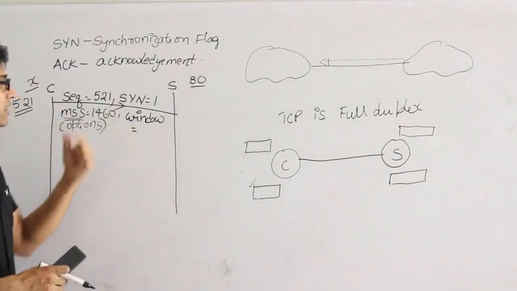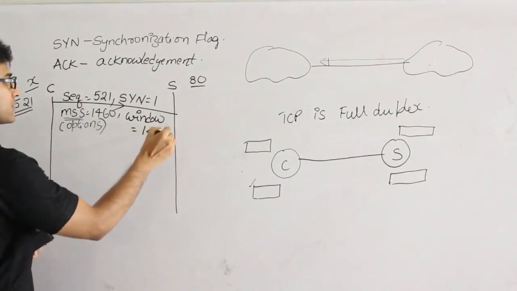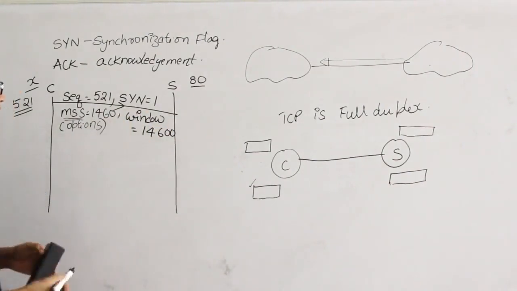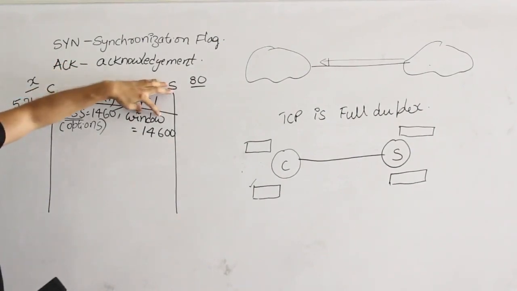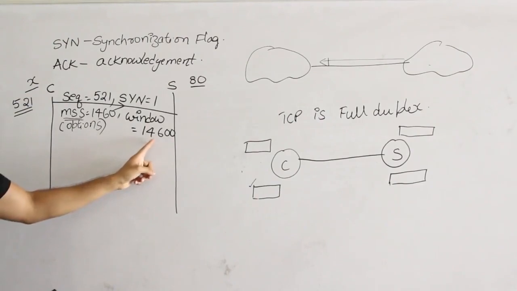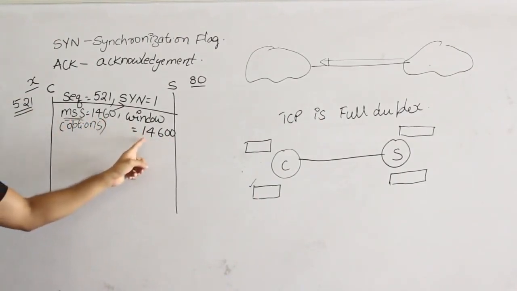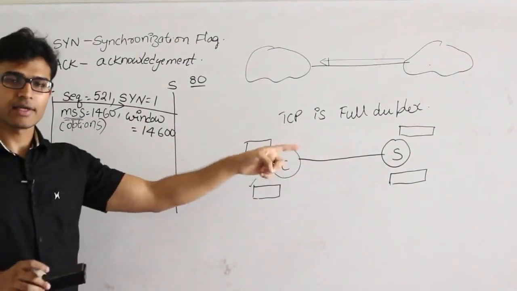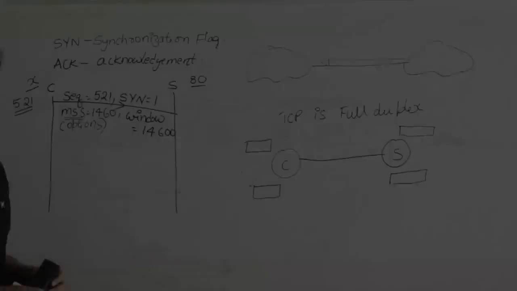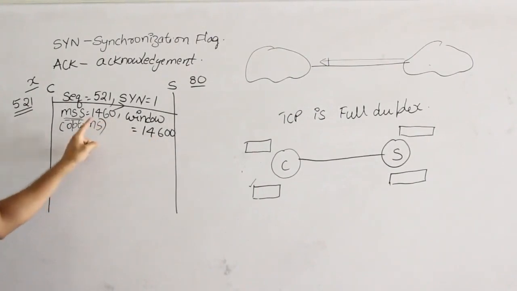In that window size, let us assume that window size is 14600. So what does it mean? The client is saying that I have a window, which means a buffer which can hold 14,600 bytes. Every MSS can contain 1460 bytes, and total my window size is 14,600 bytes. What does this mean? That the sender can send 10 packets or 10 segments, each containing 1460 bytes, right?